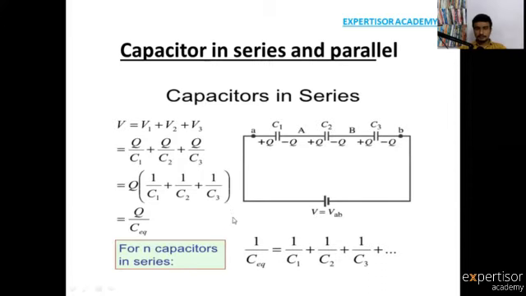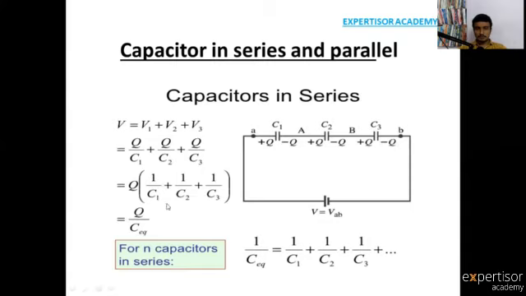So we know the capacitance formula. Capacitance C is equal to charge divided by voltage. By using this equation, voltage V is equal to charge divided by capacitance. So that's why V1 is equal to Q divided by C1, V2 is equal to Q divided by C2, V3 is equal to Q divided by C3. Q divided by C1 plus Q divided by C2 plus Q divided by C3, here Q is a common term. So remaining is 1 by C1 plus 1 by C2 plus 1 by C3.